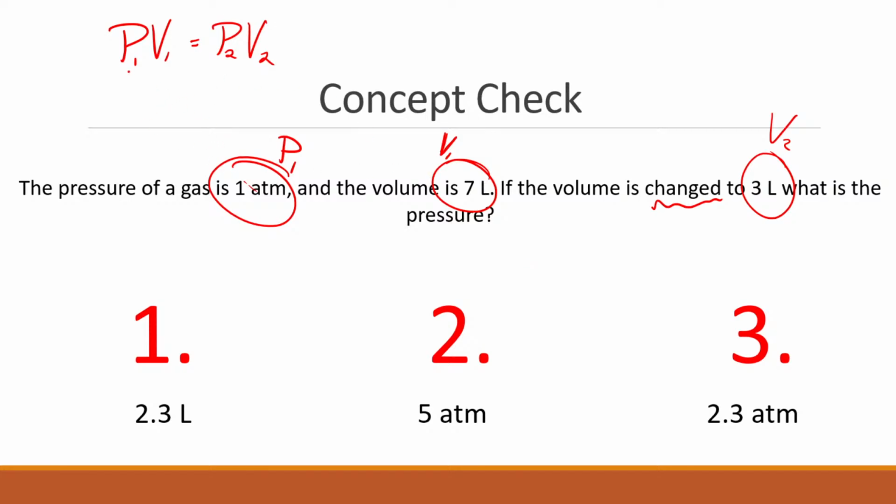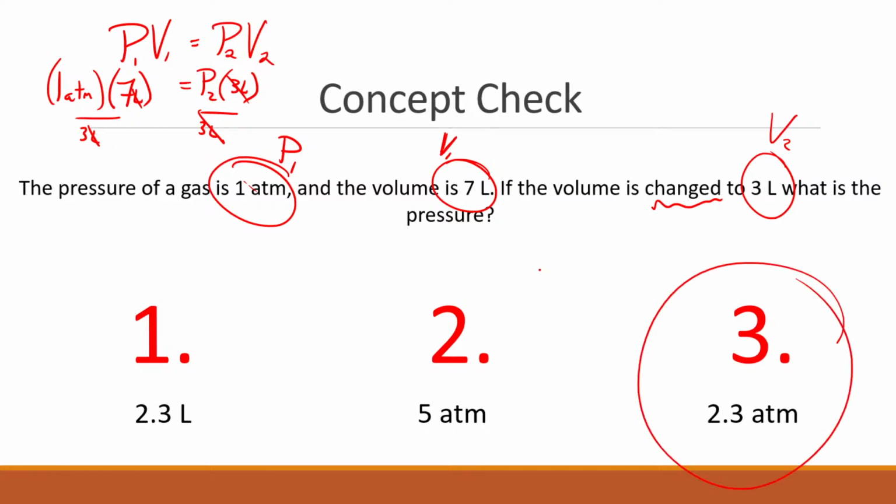When I come in here and I start plugging in, I get 1 atmosphere. Remember, this is multiplication. Times 7 liters equals P2 times 3 liters. Divide both sides by 3 liters. Liters cancel out to give me 2.3 atmospheres. Right, 7 divided by 3 is 2.3, and the only remaining unit I have is atmospheres.